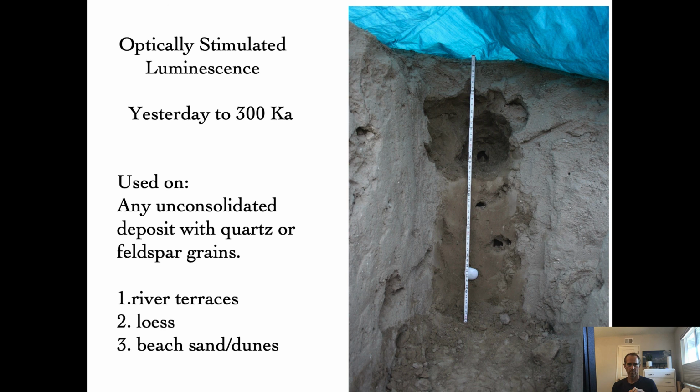So if you collect the sample in the dark, take it into a dark lab, and then give it a little pulse of light just to make it react, it will suddenly give off that stored radiation, and you can measure that. And if you know the amount and you know the rate at which it builds up, you then can determine the age of the deposit. So we call this OSL, optically stimulated luminescence.